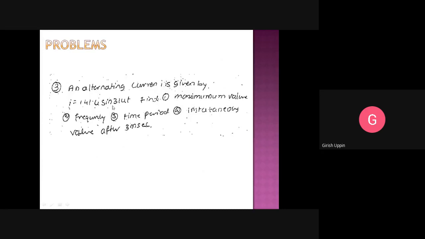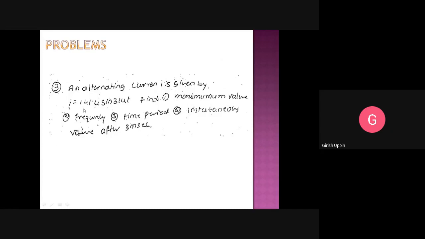We know this is the instantaneous equation of the current. We have to find the maximum value. Now this equation is similar to I is equal to Im sine 2 pi ft, right? So this is nothing but Im. So the maximum value is Im, that is 141.4 amperes.